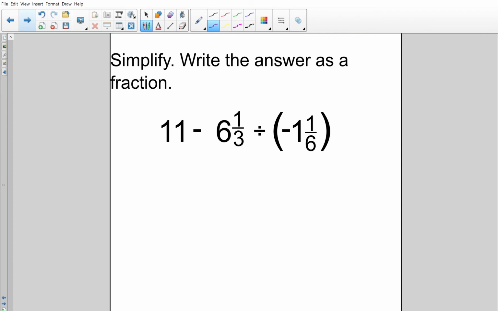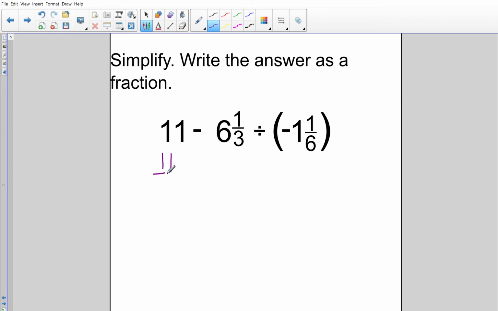Now this problem, you've got to be careful because we all want to do 11 minus 6 1/3 right now, but we can't because we've got that division first. If I put this all into my calculator using my order of operations, it'll go ahead and do it on its own. Okay, no variables, you can put the whole thing in, or you can work it out with me.